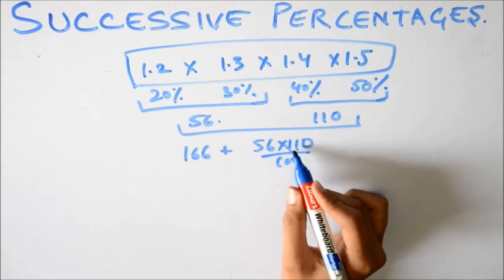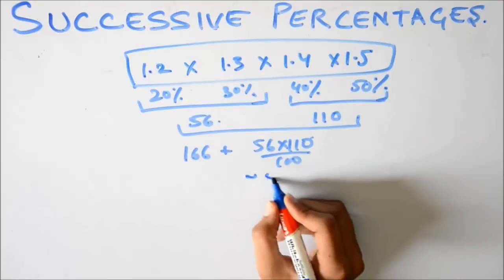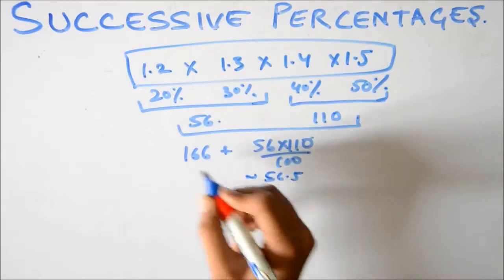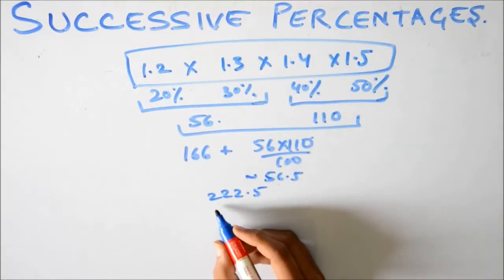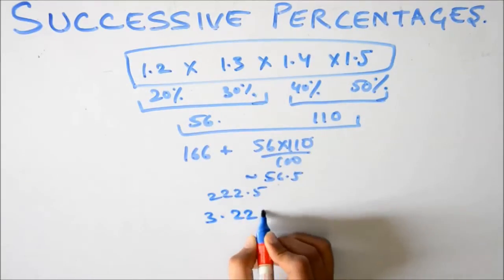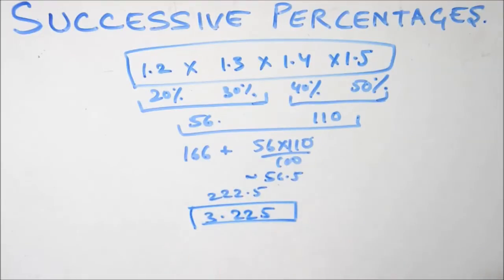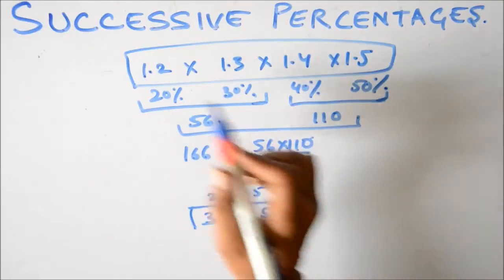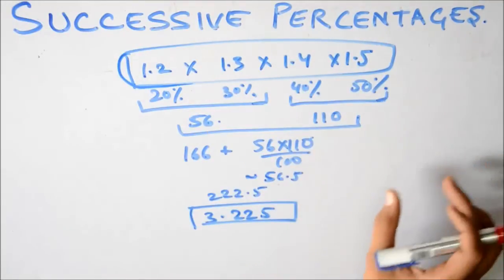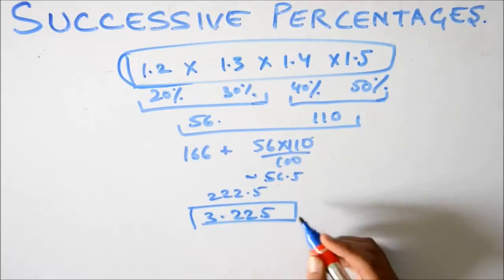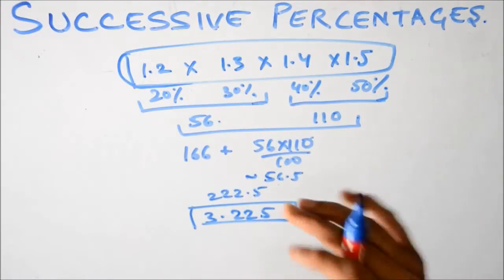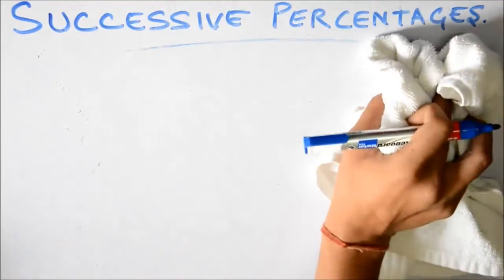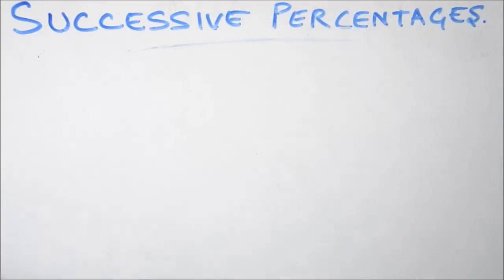166 plus 56 into 110 by 100. You can write it as 56 into 1.1. You can approximately say it is 56.5 So this will add up to be 222.5. A percentage of 1. Therefore, the final answer will be 3.225. Right? So this is how you can calculate it. Instead of going about a long method, you can easily say that it is going to be around 3.2, right? This is how you can do these types of questions for both DI as well as for compound interest type questions.